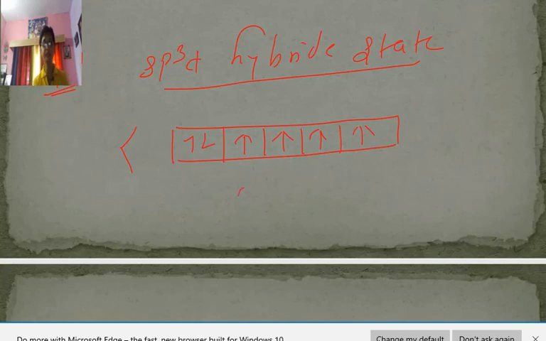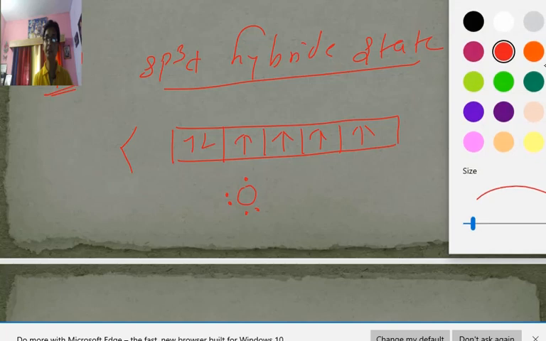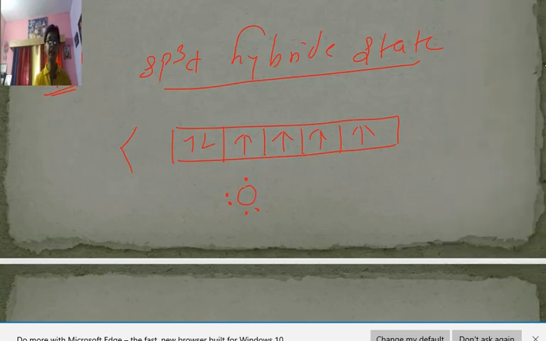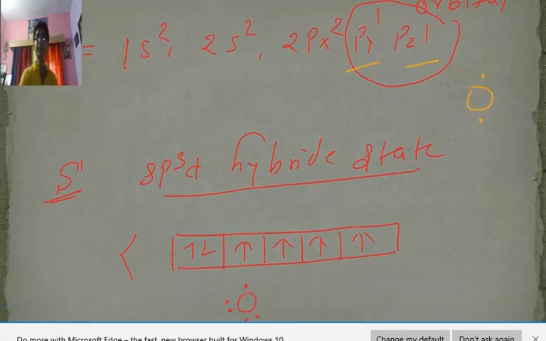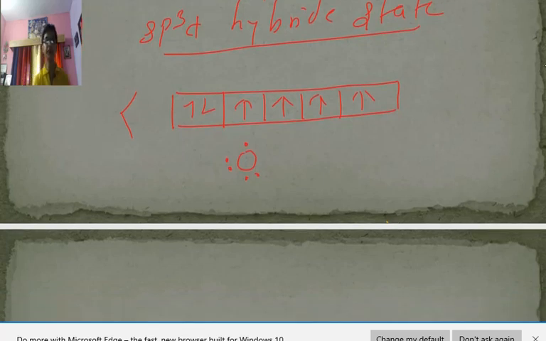And oxygen carries one unpaired electron in py and one electron in pz. Py and pz are the unpaired electrons of oxygen. This oxygen pz orbital overlaps with an sp3d orbital of sulfur.